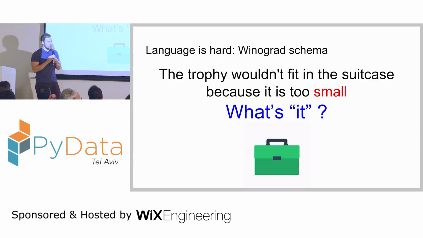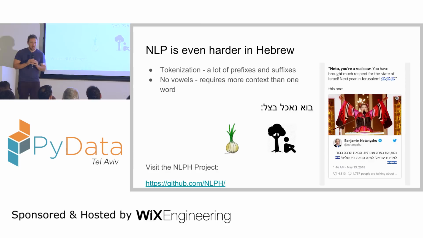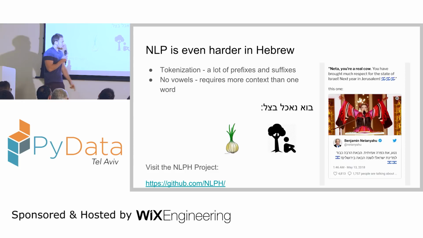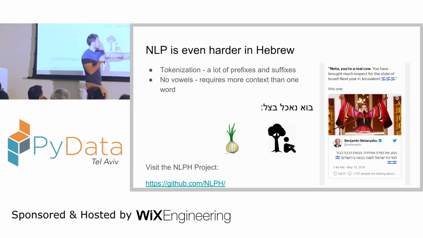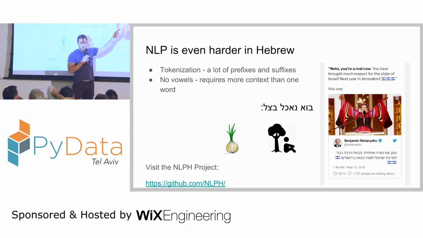If that isn't hard enough, NLP is even harder in Hebrew. So now everyone talks about the Eurovision. This is what Benjamin Netanyahu tweeted after Netta won the Eurovision. "Netta, kapara amitit, veter beer, kavod, chadome." Netta, you're a real cow. That was the translation.